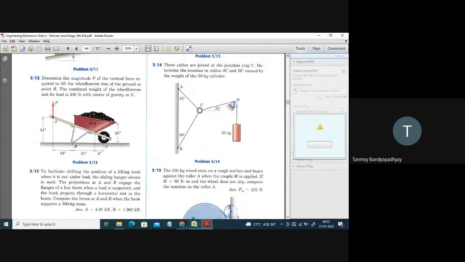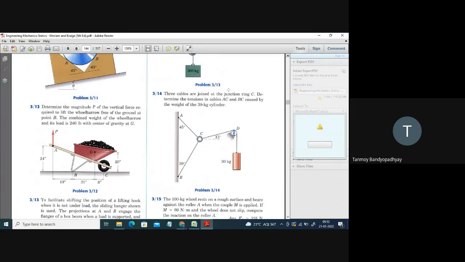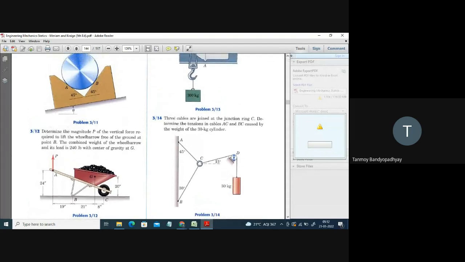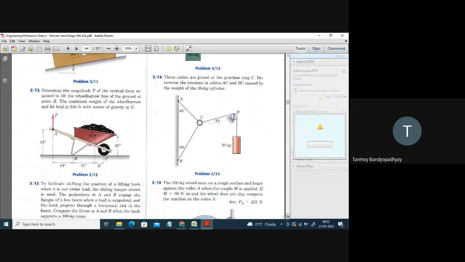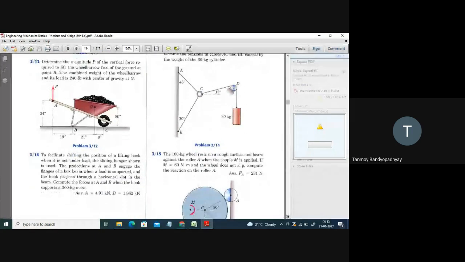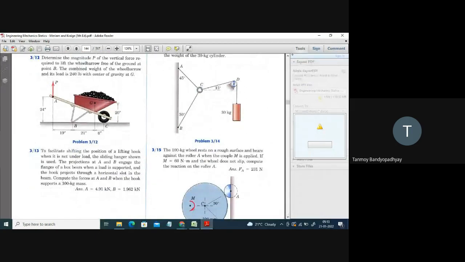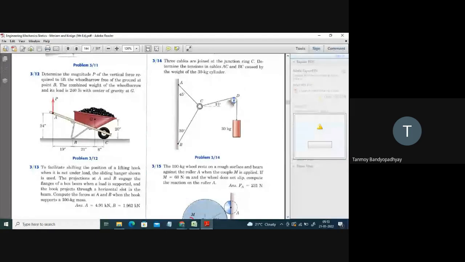So let's do 314. These others are not so necessary from the perspective of examination. You can do the problems, but weight distributions and many other things come into the picture. So problems 312, 313 are not needed. Only 314. Since string tension is in our syllabus, this is important. And 315 is directly a problem on moment. So let's do problem number 314 first.